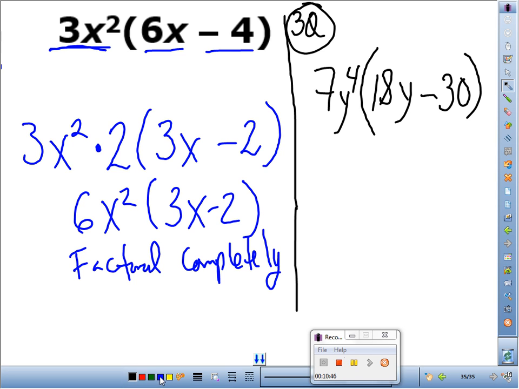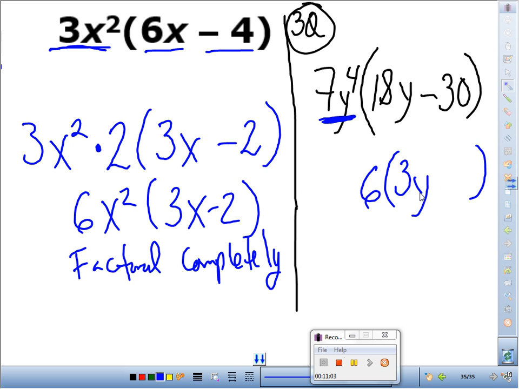According to this expression, this factors the GCF, but let's double check in here. Is there another number or another GCF in here? What is it? 6. And then you open up parentheses. 18y divided by 6, that's 3y. Negative 30 divided by 6, that's negative 5. Are we there so far?